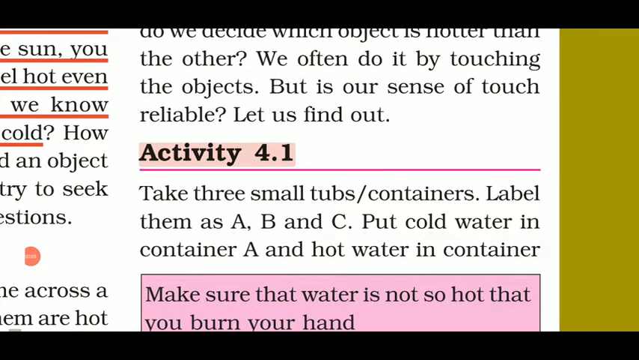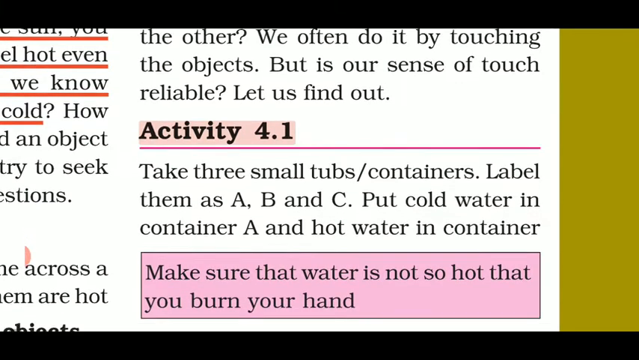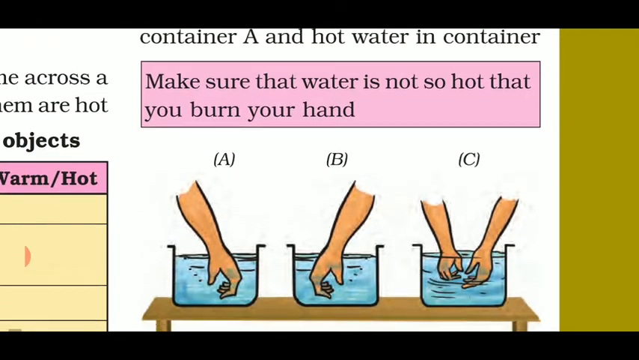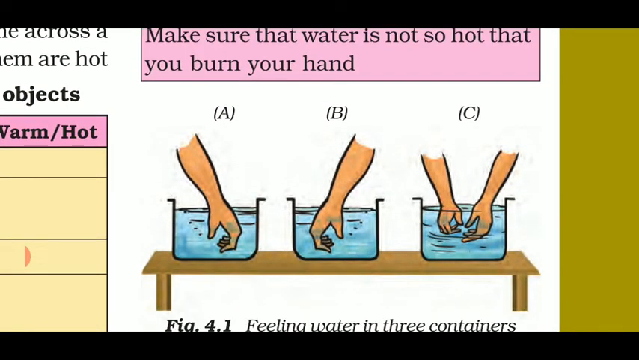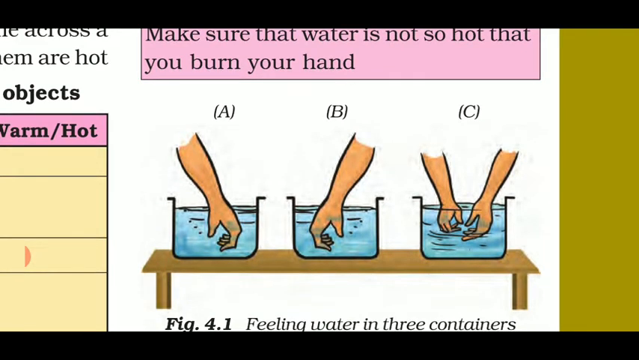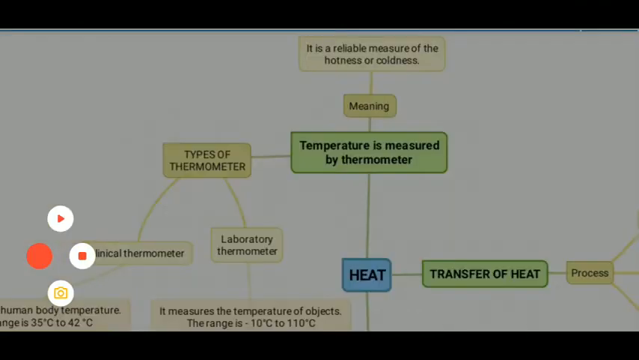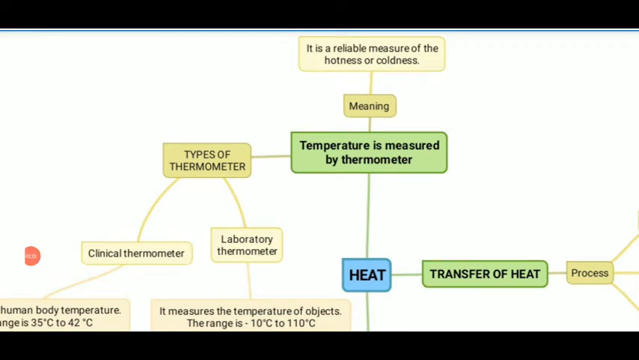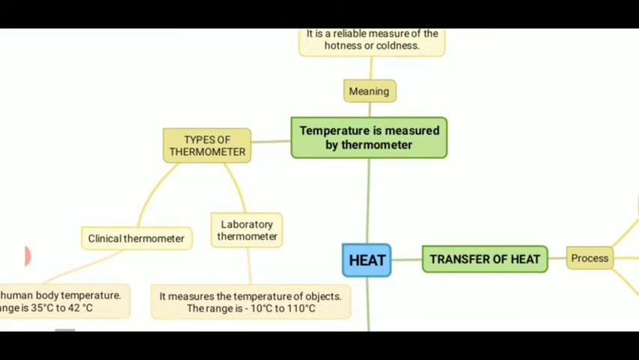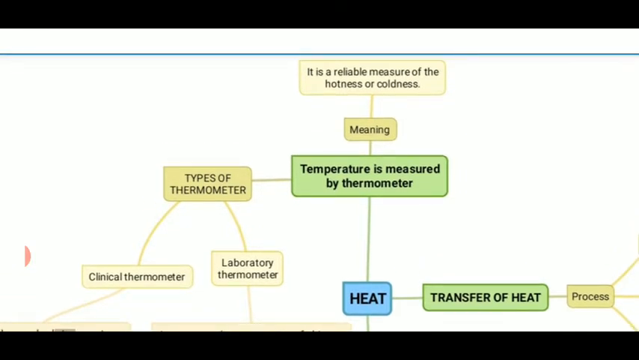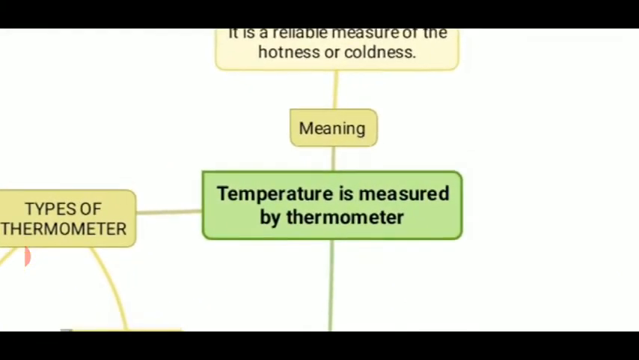And our observations from this activity will be that we will not be able to distinguish whether the water present in the container C is hot or cold. So we conclude that we cannot always rely on our sense of touch to decide whether an object is hot or cold. So students, sometimes our sense fools us. But now the question arises, then how do we find out how hot an object really is? So students, a reliable measure of the hotness of an object is its temperature.